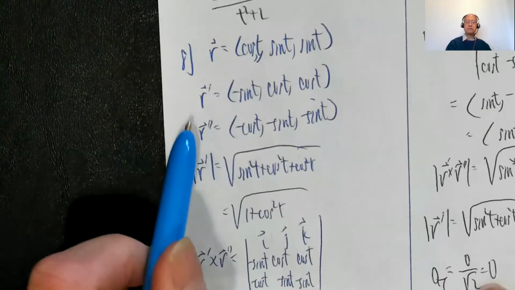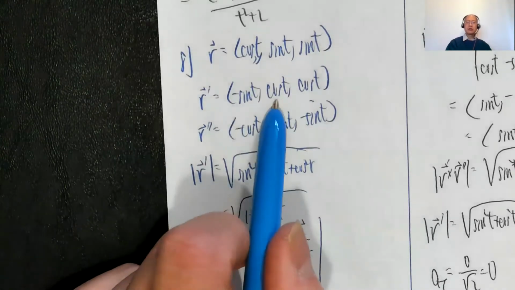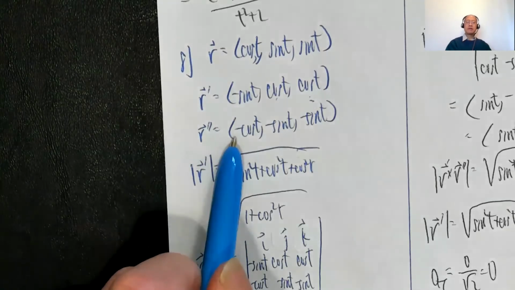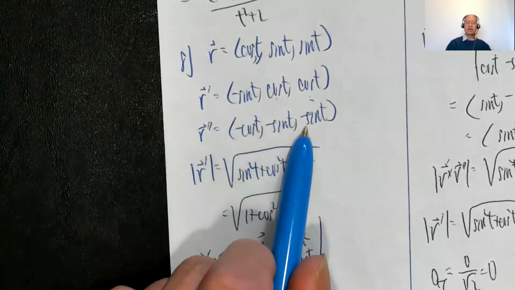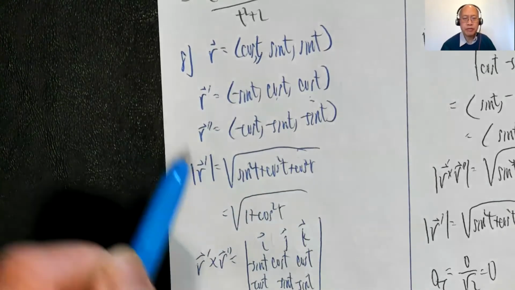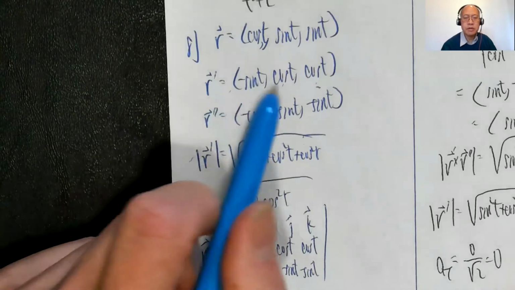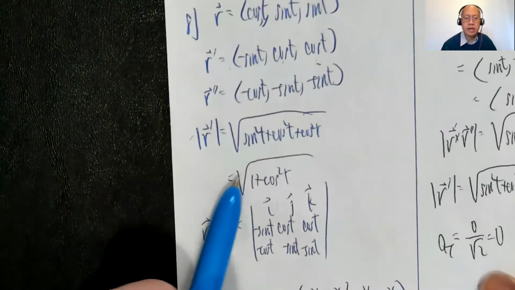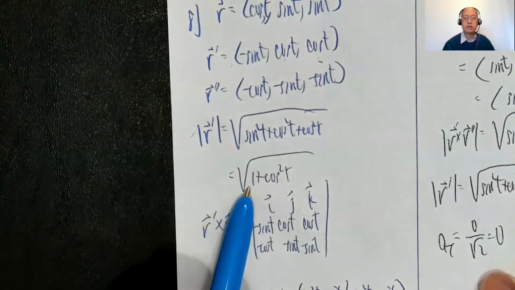Number 8, here's r. r prime is negative sine, cosine, cosine. Double prime, negative cosine, negative sine, negative sine. The magnitude of r prime is the square root of sine squared plus cosine squared, which I can write as square root of 1 plus cosine squared t.